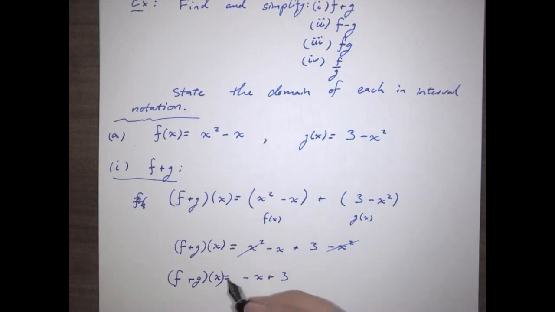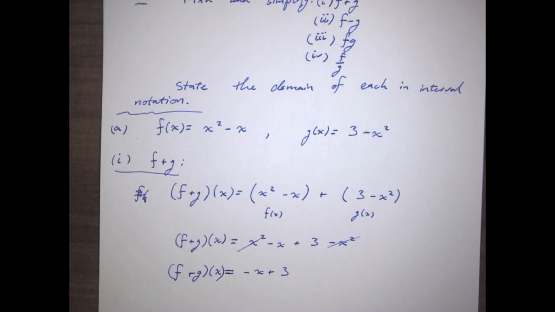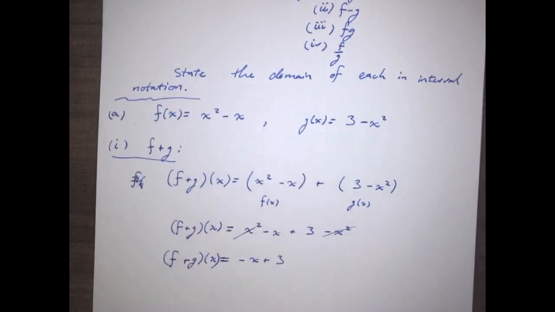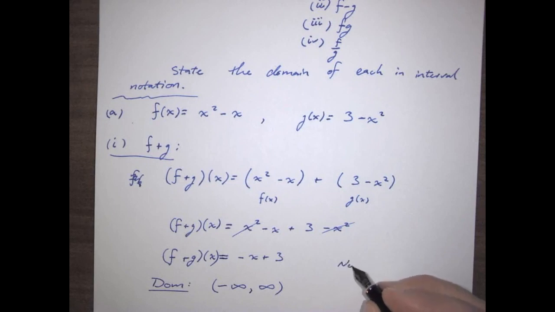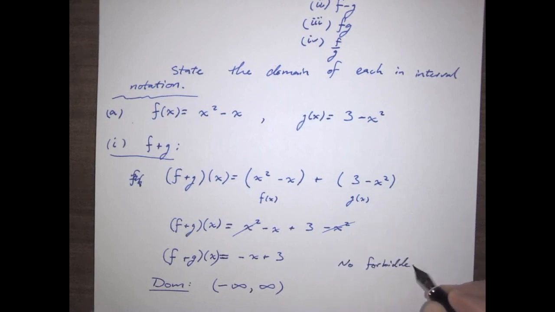Now as for the domain, there was never actually any forbidden value. Since there are no square roots and since there is no division, nothing can go wrong here. So the domain is everything. Negative infinity to infinity, all real numbers. There are no forbidden values.